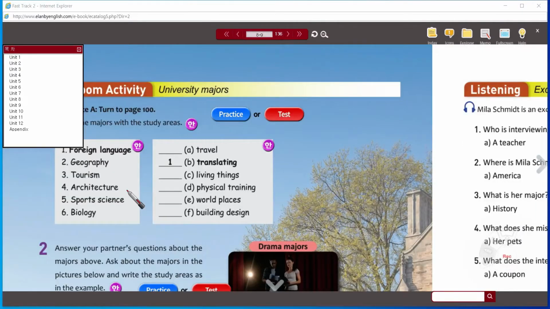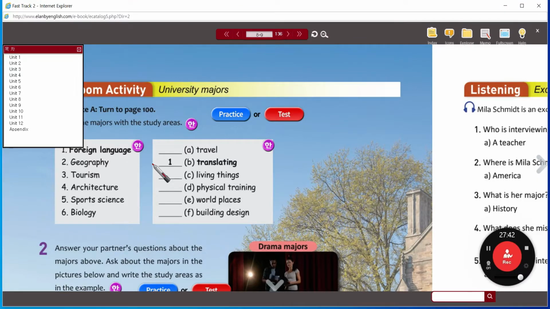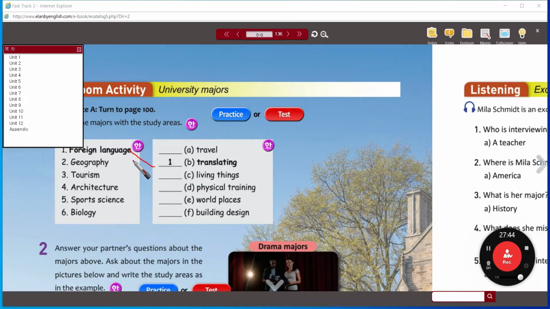All right, so student B, you can continue. You probably matched most of these. I'm going to go here. Geography, we're talking about world places. Architecture, we're talking about building design. Sports science, you're talking about physical training. Biology is the study of living things. Okay? You can match all of those.